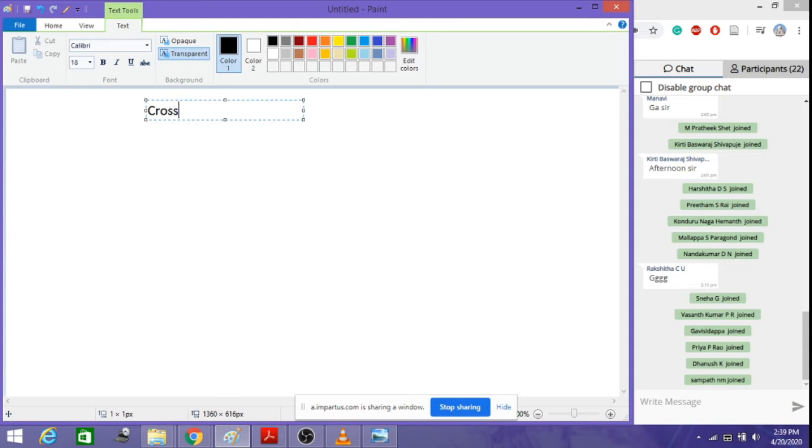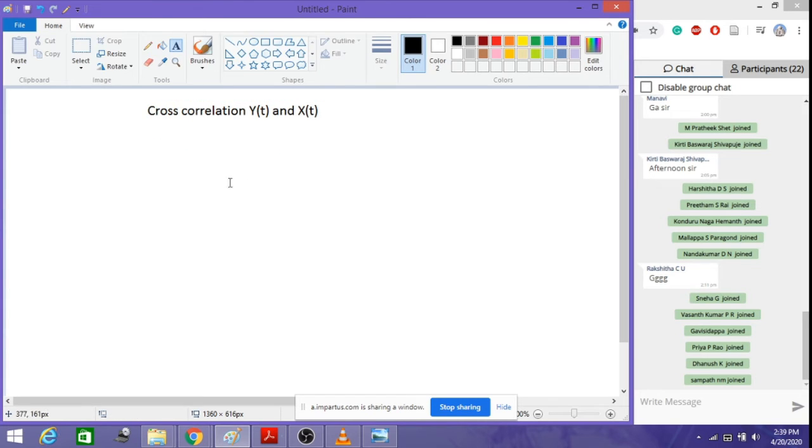Let us look into the cross correlation of y of t and x of t in the case of a linear system. From the previous definition, we know that mu y is equal to the integral from 0 to infinity of h of u into the expectation of x of t minus u, du.